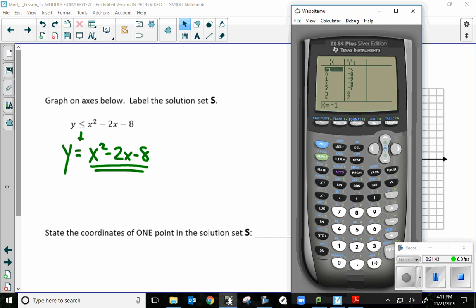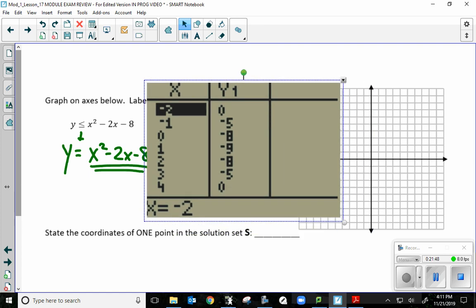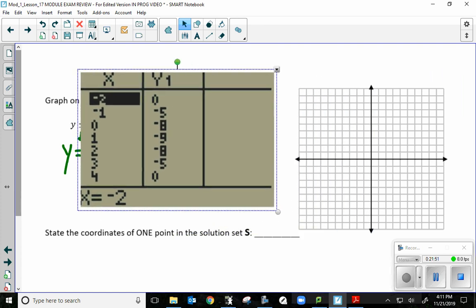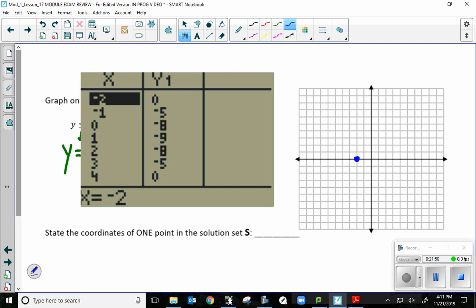I'm going to plot these points right here. This is 10 by 10, so I'm going to go -2, 0, which is right here. Did the first one. -1, -5, right here. 0, -8, right here. 1, -9, and then it reflects. I have 2, -8, which is right here. 3, -5, which is right here. And 4, 0. So it's going to look something like this before I draw the line.